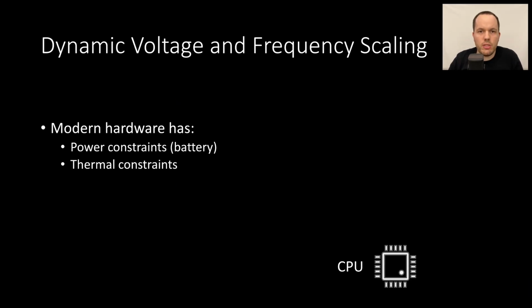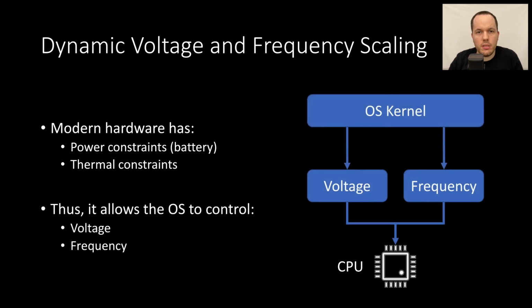The reason why those attacks are possible is that modern processors have very tight power and thermal budgets and thus very stringent constraints in both areas. Thus, they allow operating systems to control both voltage and frequency in order to maximize battery life and prevent overheating. However, this is a problem if the operating system itself is malicious.